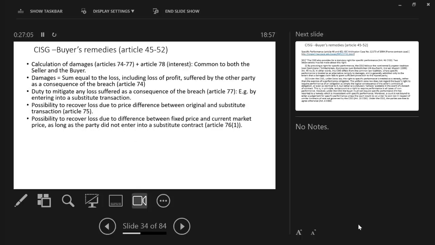Calculation of damages can be common to both. It's the sum equal to the loss, including loss of profit, suffered by the other party as a consequence of the breach. It's commercial, so there's a duty to mitigate any loss suffered as a consequence of the breach, and the possibility to recover loss due to price difference between the original and any substitute transaction.